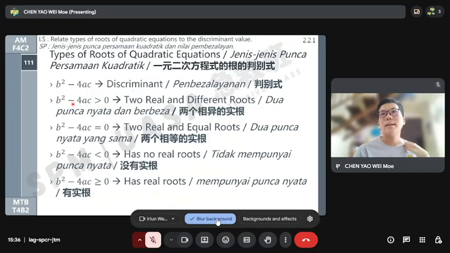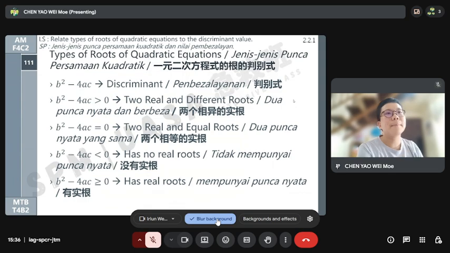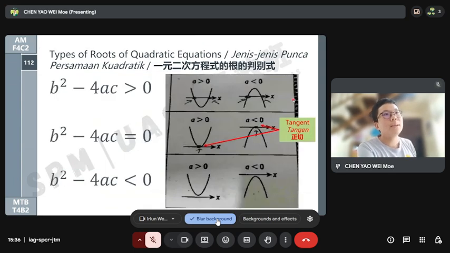Okay, and how do we represent the intercept? It becomes like this, the intercept. When b squared minus 4ac is larger than 0, you have two points intersecting with the axis. But when b squared minus 4ac equals 0, only one point intersects the axis. In this case, we say that it is a tangent. But b squared minus 4ac smaller than 0 means the graph does not intersect the axis.